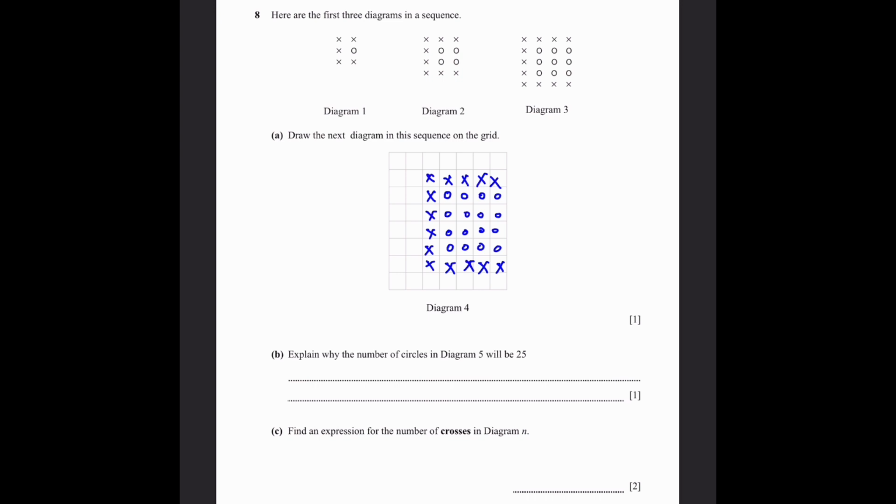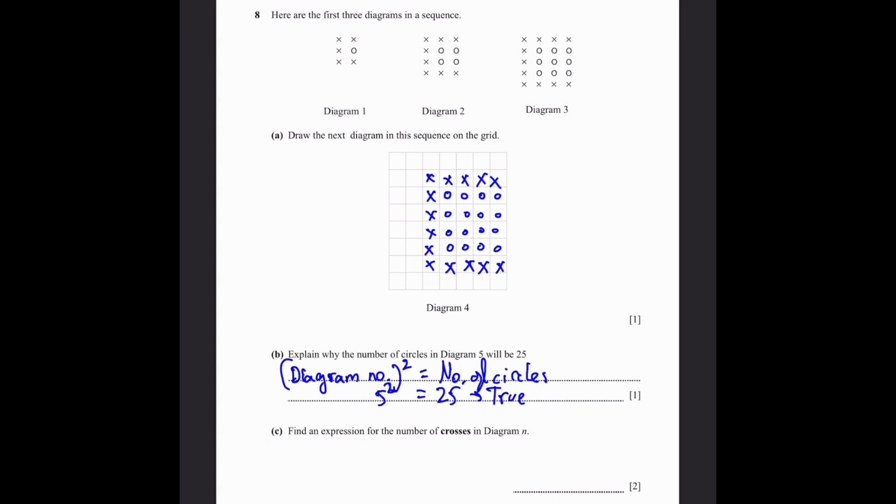B. Explain why the number of circles in diagram 5 will be 25. So we just write the formula which we found in the previous one. Diagram number squared is equal to number of circles. 5 squared is equal to 25. And this is true. And that means the statement over here is also true.